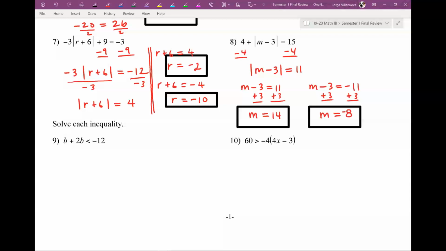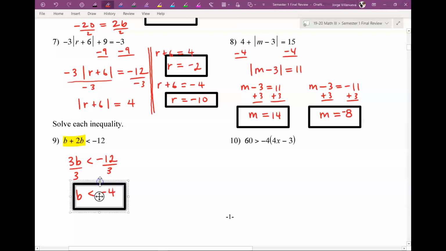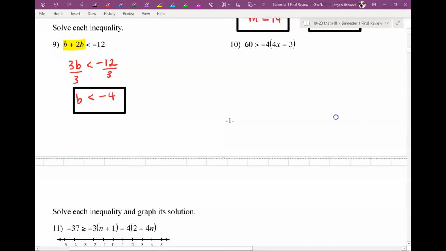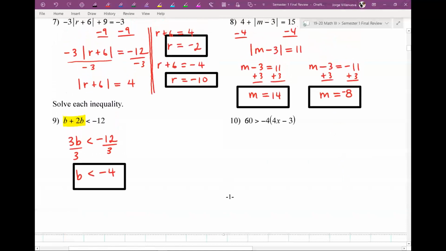All right, so number 9, we're going to notice that these are like terms right here. So b plus 2b, that's 3b, less than negative 12, I'm sorry. So now you're going to divide both sides by 3, and you should have your answer. So b is less than negative 4. And you're done. They don't need us to graph it or anything like that. By the way, they might have some problems like this soon. Okay, so I won't graph it yet. But you may have to know how to graph these things on a number line. But that's coming up soon.